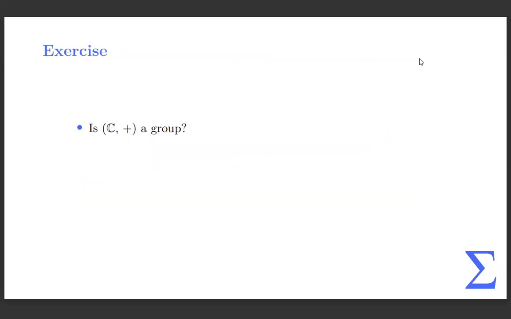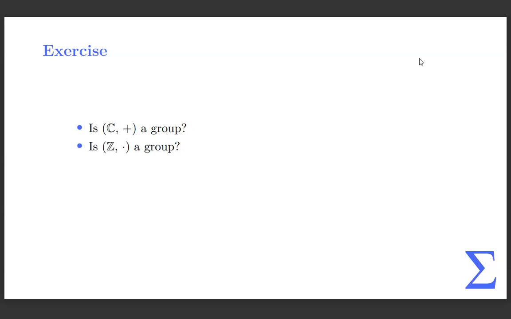Is this a group? C here represents the complex numbers, so are the complex numbers over addition a group? Everyone knows what a complex number is, a plus ib, where i is the imaginary unit. Yeah, cool. It's closed. Is there an identity? What's the identity here? It's the same, 0 plus 0i. How do you find inverses? It turns out to be the conjugate, I think. Anyway, you can find inverses, not a big deal.